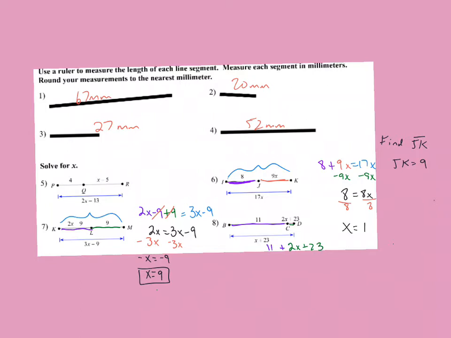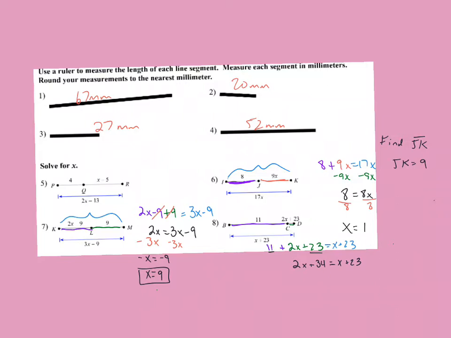And it's going to be equal to my blue piece, which is x plus 23. All right. Now, remember, you always combine like terms first, so before I do anything, I'm going to put my numbers together. So I get 2x plus 34 equals x plus 23.